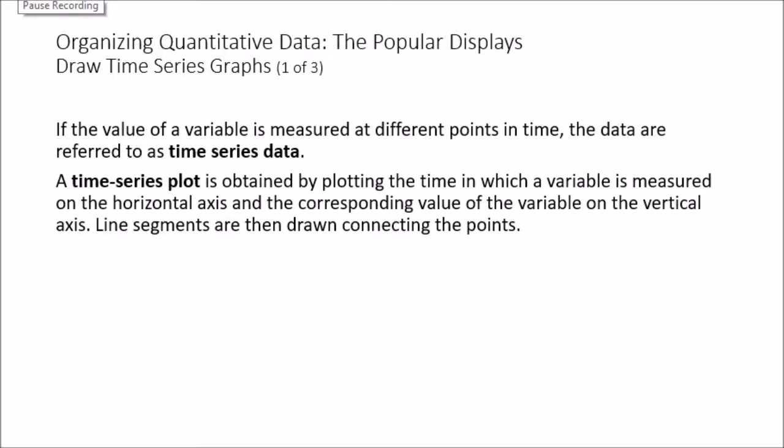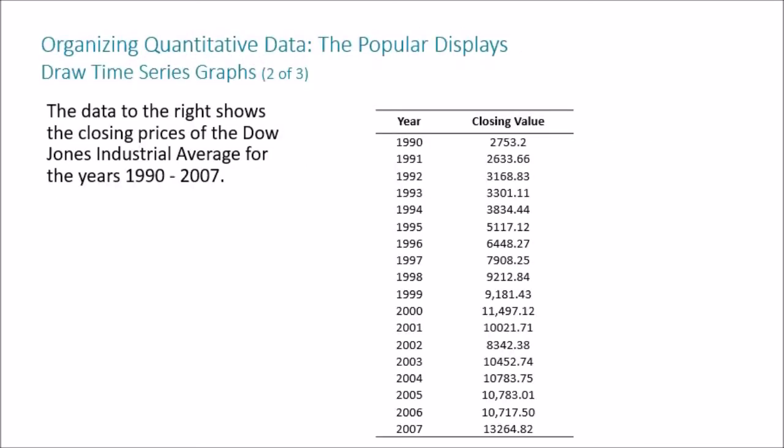The last popular display is the time series graph. If the values of a variable are measured at different points in time, the data are referred to as time series data. A time series plot is obtained by plotting the time at which a variable is measured on the horizontal axis and the corresponding value of the variable on the vertical axis. Line segments are then drawn connecting the points. Let's look at the next slide for an example.